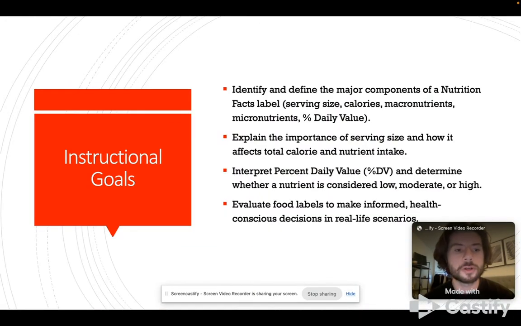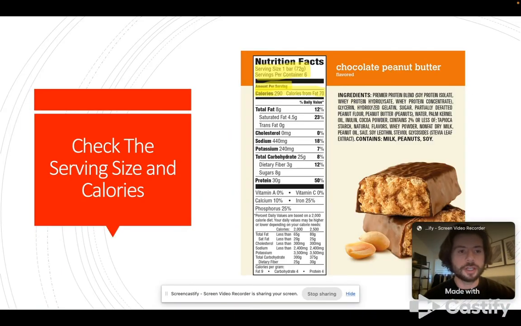So first things first, our instructional goals. I want to help my students identify and define the major components of a nutritional fact label, for instance, serving size, calories, macro, micronutrients, etc. Next, I want to explain the importance of serving sizes and then interpret percent daily value. And lastly, I want to evaluate food labels to make more informed, health conscious decisions. So, moving on to the presentation here.